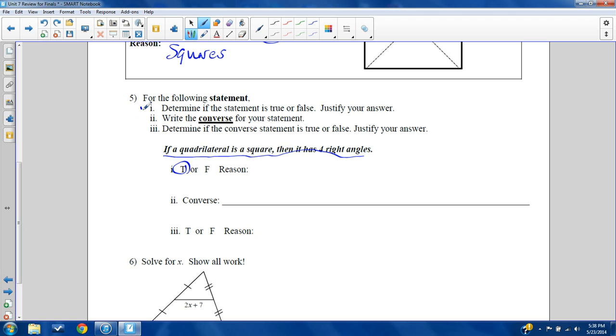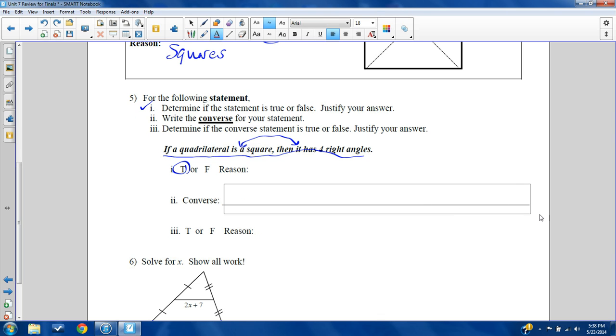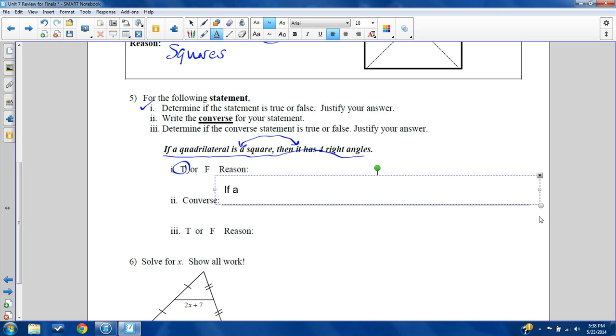Okay, step 2, write the converse for your statement. Now remember, a converse is not the opposite as in if the quadrilateral is not a square, then it doesn't have 4 right angles, but flipping these parts of the statement, keeping the if and then where they are. Now, I'm actually going to type this one out. So if a quadrilateral, I'm going to flip the conclusion with the condition. If a quadrilateral has 4 right angles, then it is a square. So there is the converse statement.